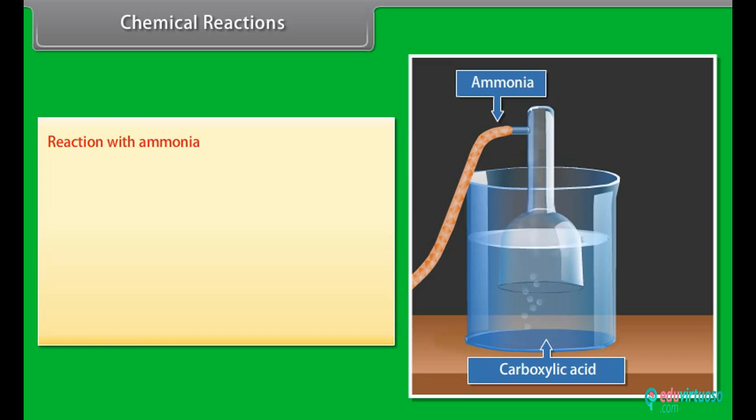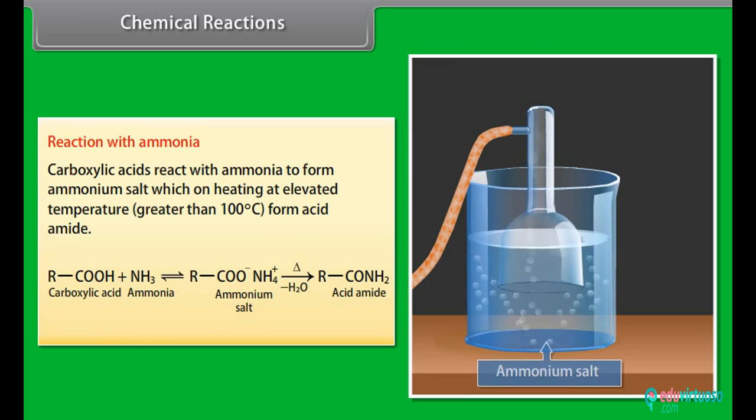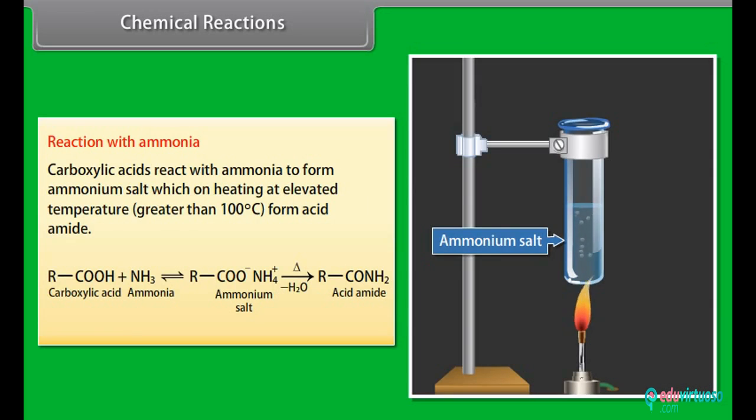Reaction with ammonia. Carboxylic acids react with ammonia to form ammonium salt, which on heating at elevated temperature, that is greater than 100 degrees Celsius, forms acid amide.